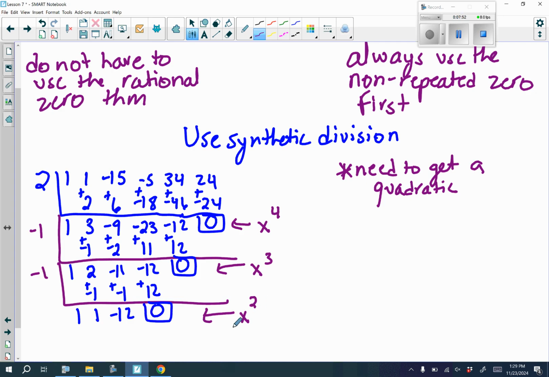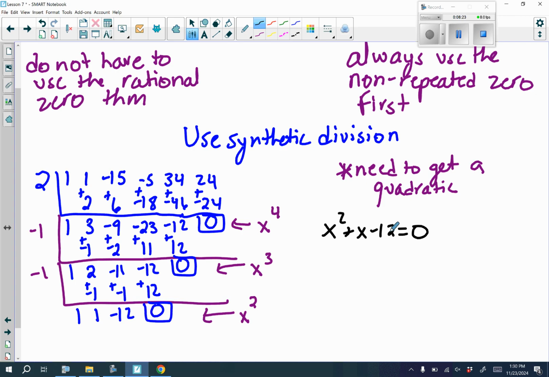So now, just like we did in lesson 6, we're going to take the coefficients and write this as a quadratic and solve. So I have x squared plus x minus 12 equals 0. Now, we have a couple ways we could do this. We could see if this is factorable, or we can use the quadratic formula. We can't use square roots because we do have a middle term, and we really don't want to use completing the square because our middle term is odd. So let's see if this is factorable.